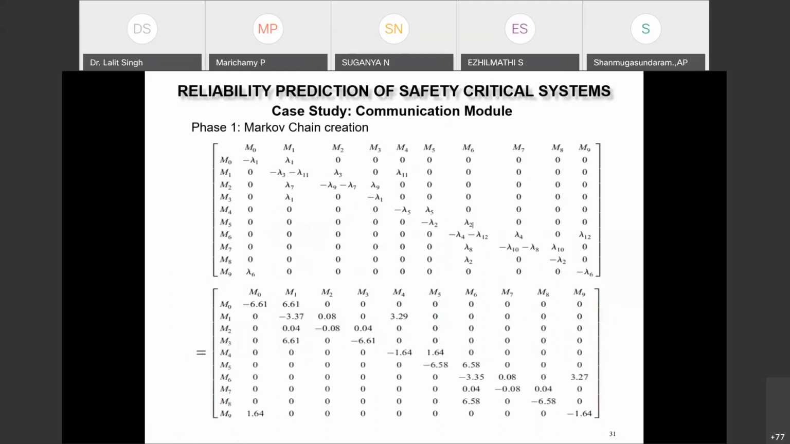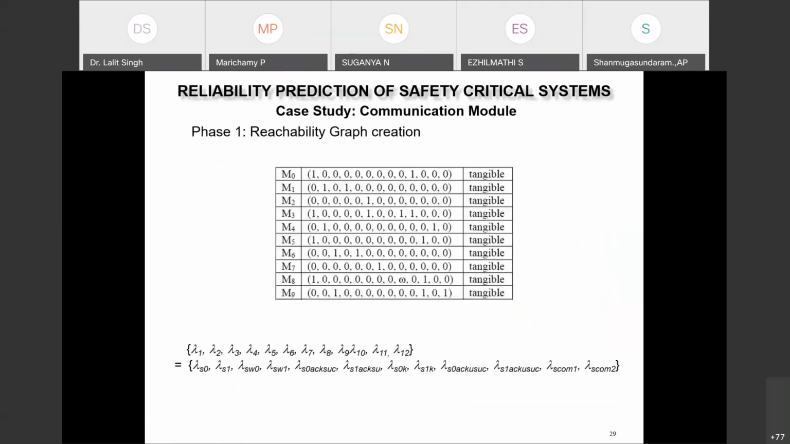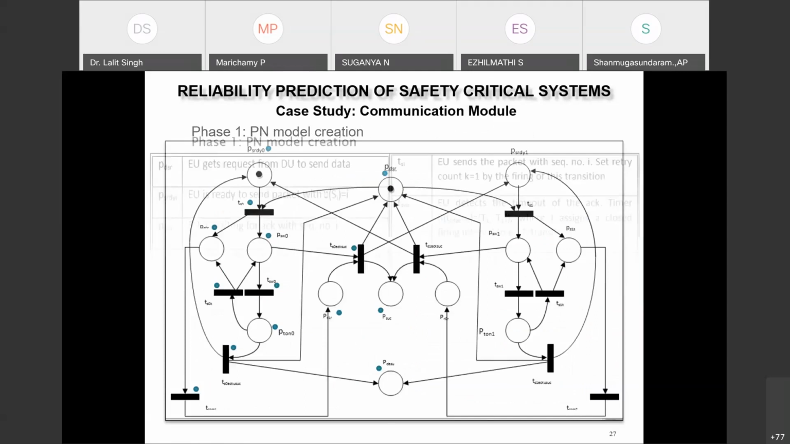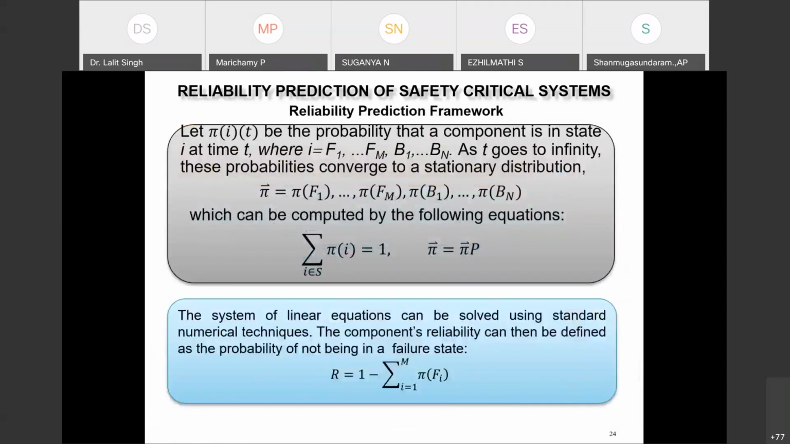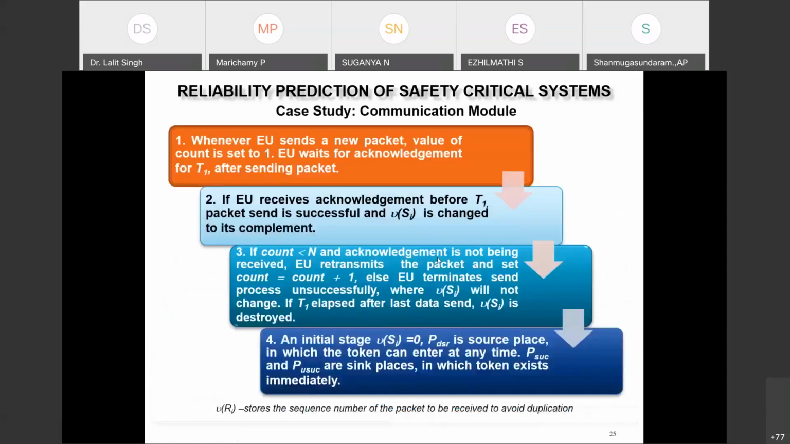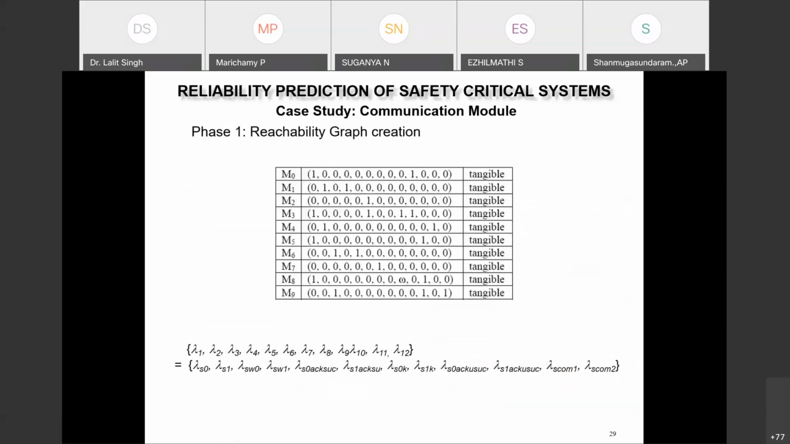use those two equations which we were talking about, the stationary equations. The first one is that the sum of all the probabilities must be equal to 1. So in our case study, M0 plus M1 plus M2 up to M9 is equal to 1. And this is the second equation which we have written like this.